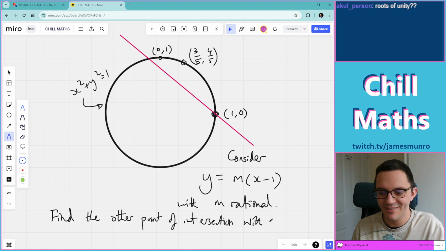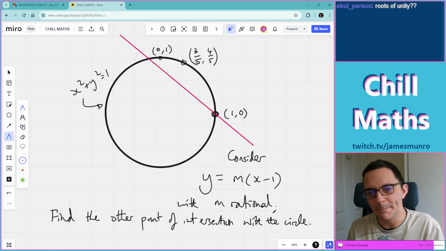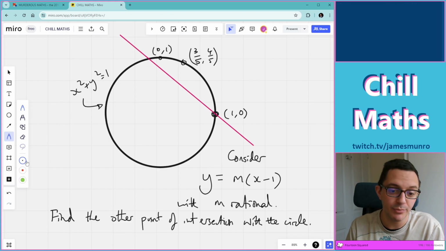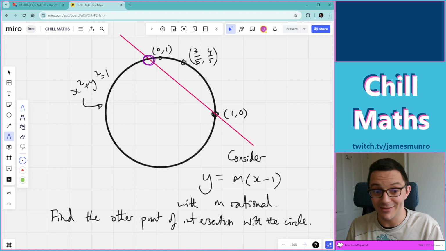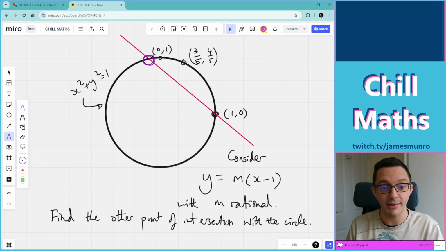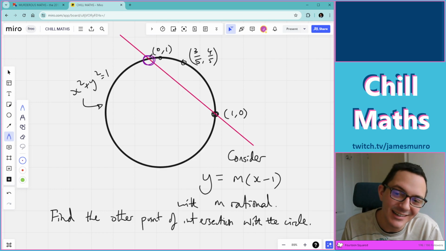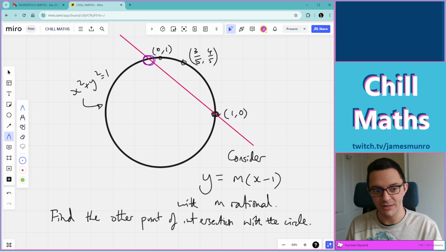With the circle. That's it, by the way. That's the whole trick. Because if there's another rational point over here somewhere, then the gradient will definitely be rational. So we'll find it for some value of m. We will find this particular line that goes through that mystery rational point, and also (1, 0).